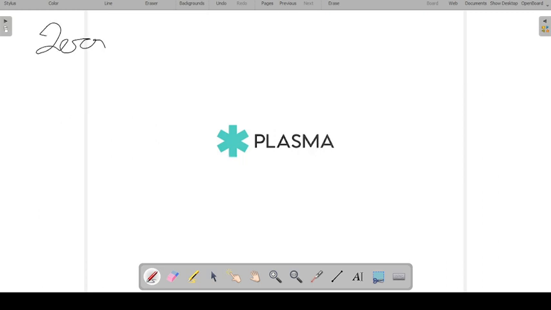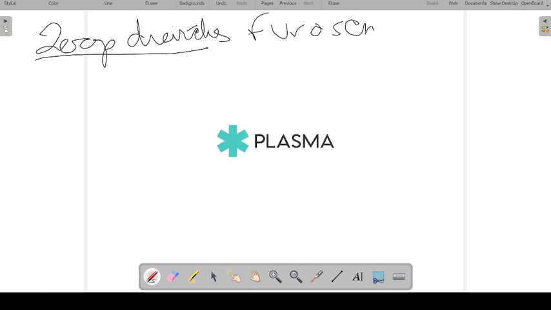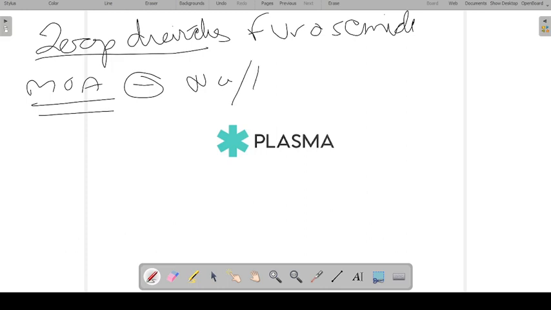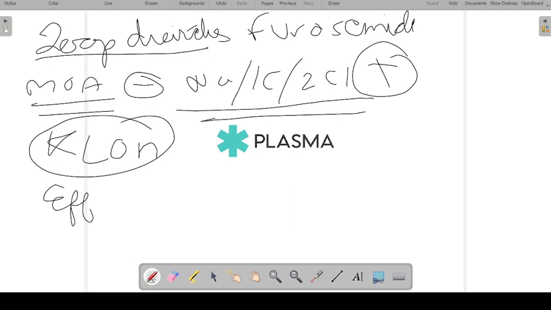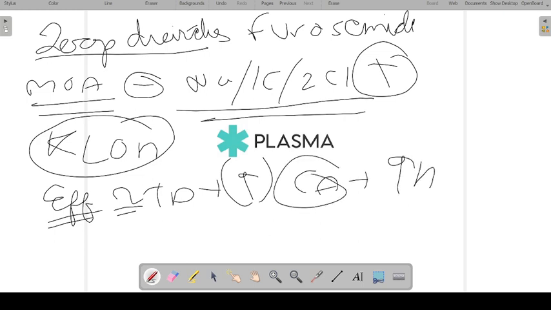Now, loop diuretics, for example, furosemide. Mechanism of action is that they block the sodium, potassium, and chloride transporter, that is a symporter present in the renal loop of Henle. Effect is similar to thiazide diuretics but more effective. Clinical application is in severe hypertension and heart failure.